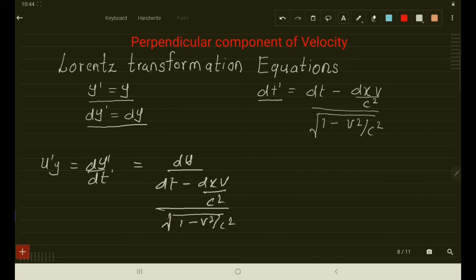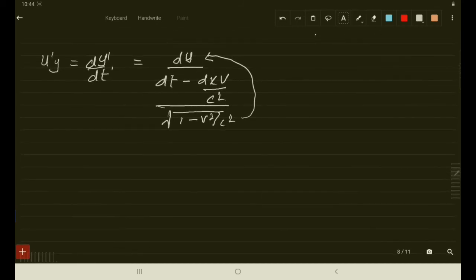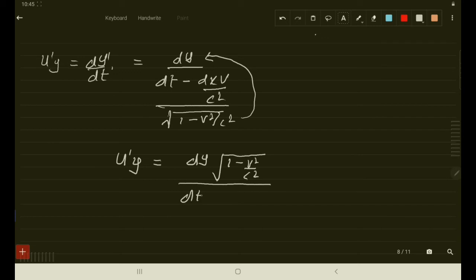Now this is in the denominator, so it will go in the numerator. We will have u dash y is equal to dy into this factor 1 minus v square by c square, the whole divided by dt minus dx v by c square.